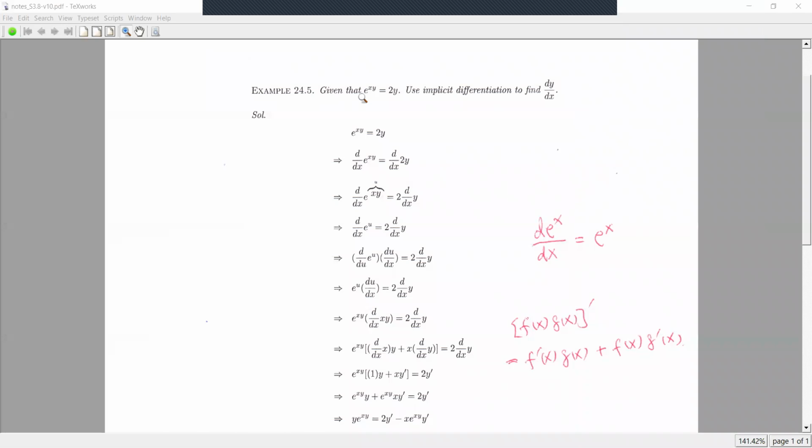Example 5. Given this equation, use implicit differentiation to find dy dx. This is the given equation. Take derivative on both sides, then I have this equation. To compute this derivative, I first simplify the function. I let u be x times y. Then the function becomes e to u. Now, to compute this derivative, I apply the chain rule. By the chain rule, this derivative is the product of these two derivatives. If I cancel du, then the product goes back to this derivative.